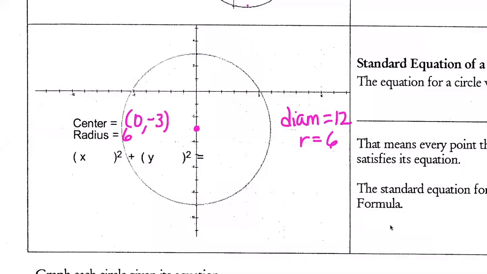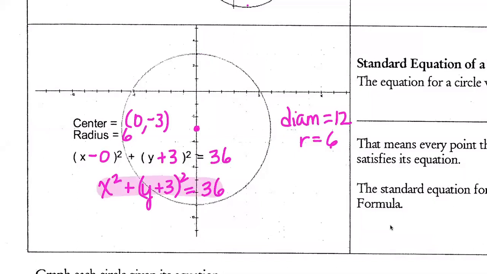And the center, so it would look like x minus 0 squared, and then y plus 3 squared is equal to 36. Now we don't have to actually have the 0 there, so we could just write x squared plus y plus 3 squared is equal to 36. It's kind of common to just leave out the 0 when the center lies on one of the axes.